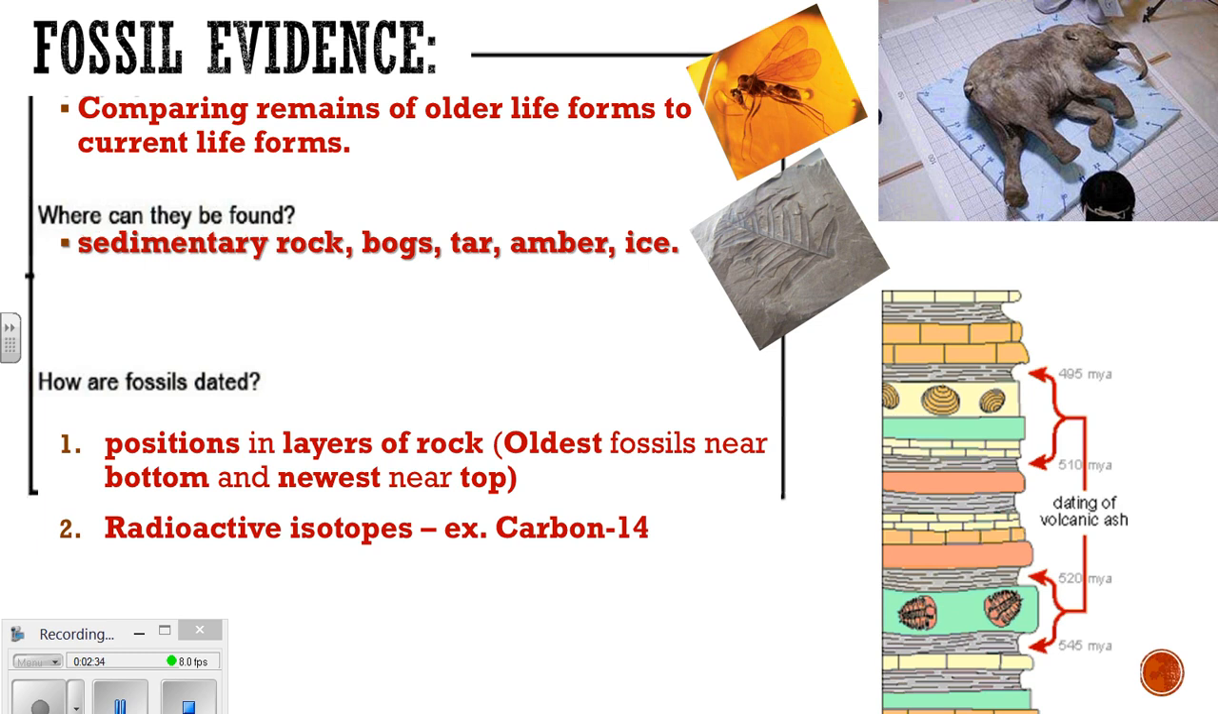So how are fossils dated? Two different ways. First of all, they can be dated by positions in the layers of rock. Older fossils will be near the bottom or down lower in the rock, and newer fossils will be towards the top of the rock. The second way to date fossils is using radioactive isotopes. Everything that's alive has carbon in it, and carbon-14 is a radioactive isotope. So when something dies and leaves a fossil, either the organism itself or the rock around it can be dated using carbon-14 radioactive dating.